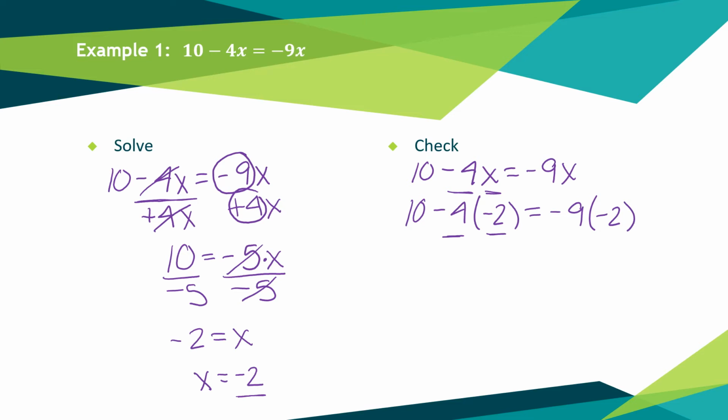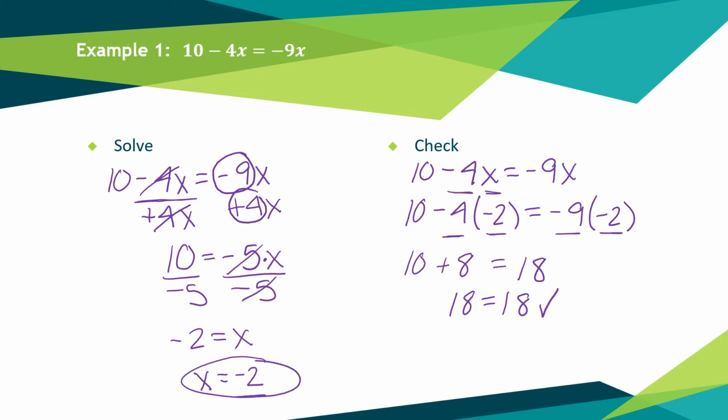So now we can go ahead and simplify. You can simplify one side at a time or both at the same time. It's really kind of up to you. On the left-hand side, I'm going to multiply the negative 4 and the negative 2 together. That's going to get a positive 8. I'm also going to multiply the negative 9 and the negative 2 together. That's going to get us a positive 18. And to finish simplifying, 10 plus 8 gets us 18. And yes, 18 is equal to 18, so that means that we solved the equation correctly. X is equal to negative 2.